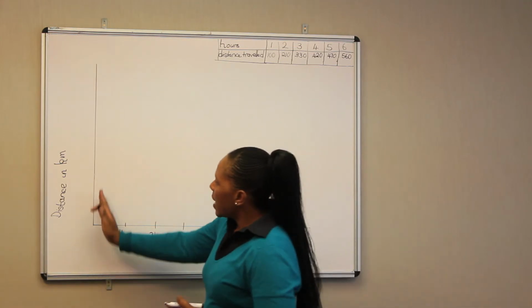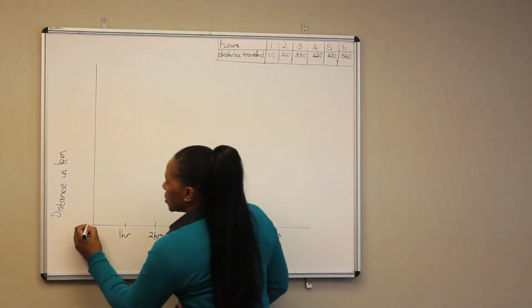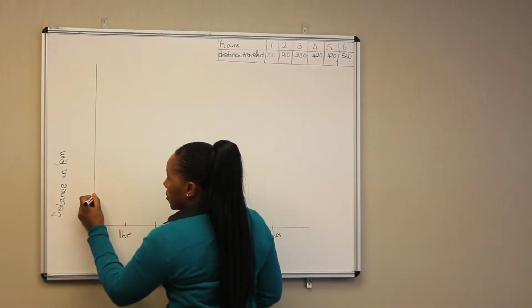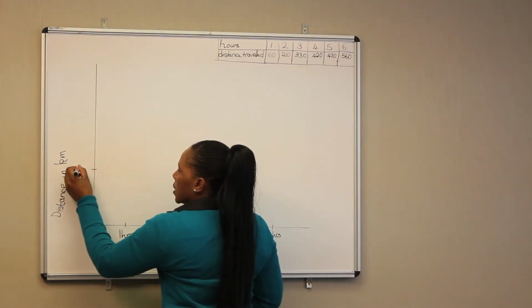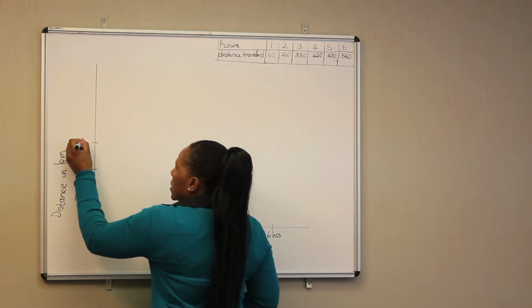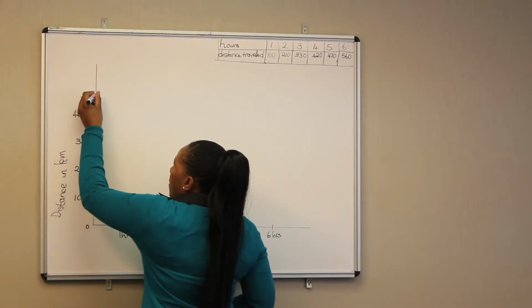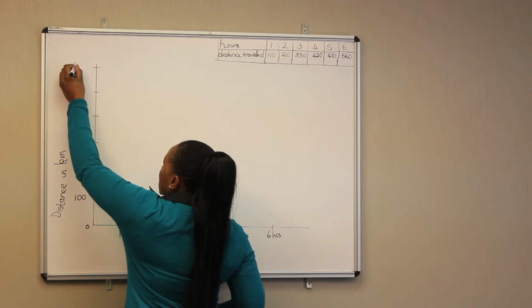The distance that was traveled, let's plot it on this side at 100-kilometer intervals. So we have 0, 100 kilometers, 200 kilometers, 300, 400, 500, and 600.